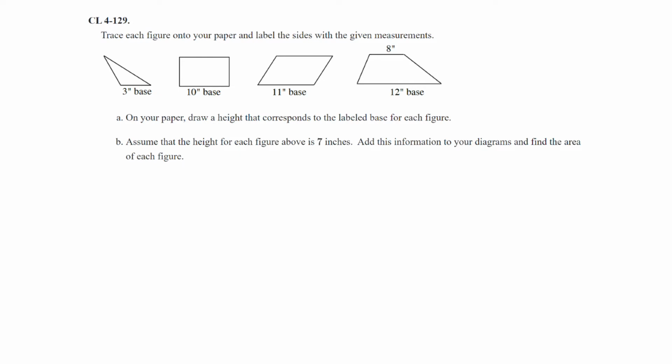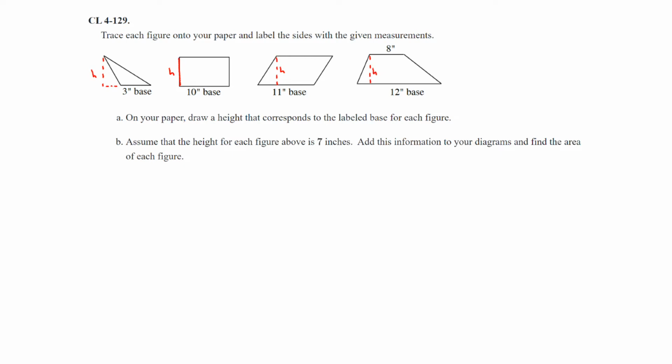Question 129, trace each figure onto your paper and label the sides with the given measurements. On your paper, draw a height that corresponds to the labeled base for each figure. So the first one, that would represent the height of the triangle if the base is 3. With the rectangle, it would be the width as well, but the height would be the side length of the rectangle. For the parallelogram, the height is similar to what you're looking at in the rectangle as well: the distance between the two parallel lines when the base is 11 there. And then the trapezoid, kind of the same idea here. That would represent your height.